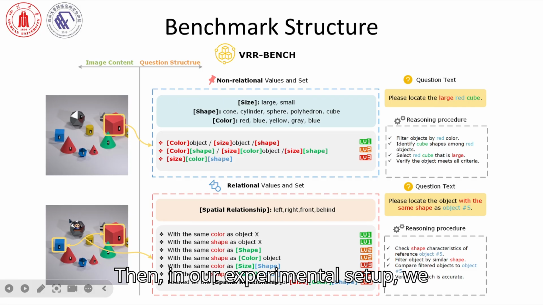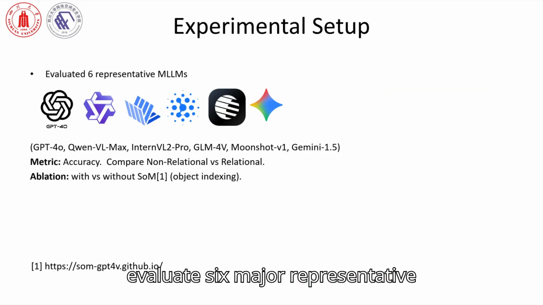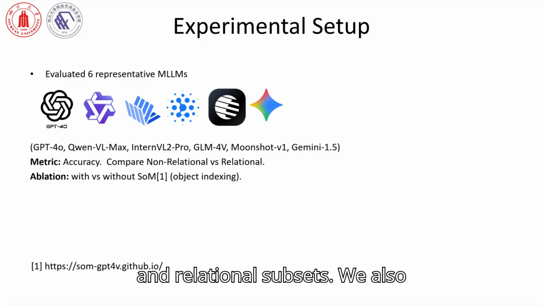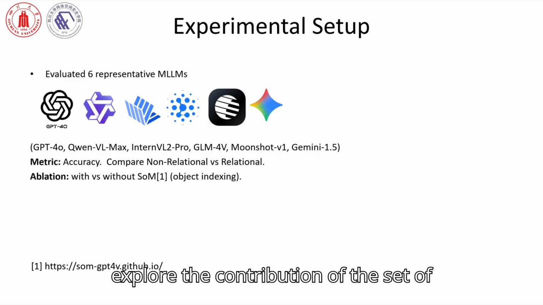Then, in our experimental setup, we evaluate 6 major representative MLMs. We report accuracy as our metric, comparing the non-relational and relational subsets. We also conducted an ablation study to explore the contribution of the set of mark.